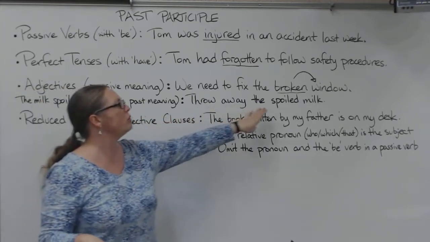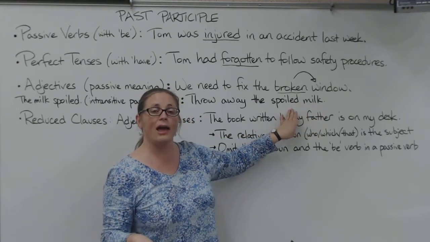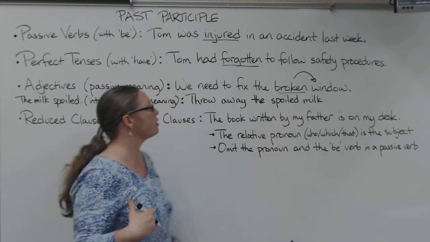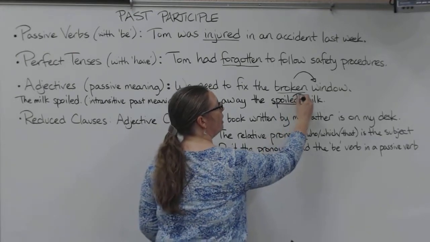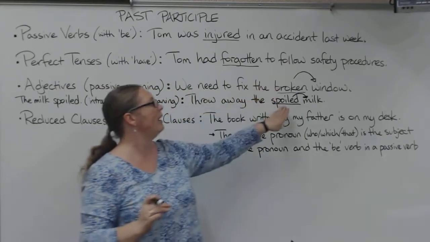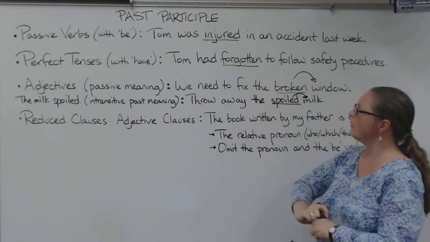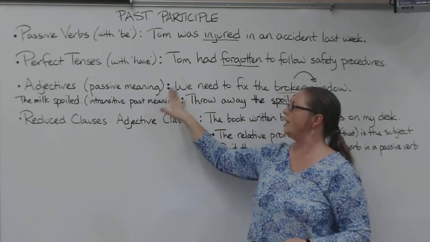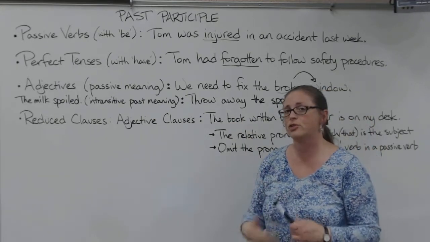If you want to use it as an adjective for the milk, you can use it with this idea that it has already spoiled. So please throw away the spoiled milk. Here's our past participle describing the milk. So here's an example using it with a passive meaning. Here's an example using it with a past meaning. You have to be careful. This is not good for all verbs anytime, but it is used very commonly, and it's good to pay attention to that and then start using them.